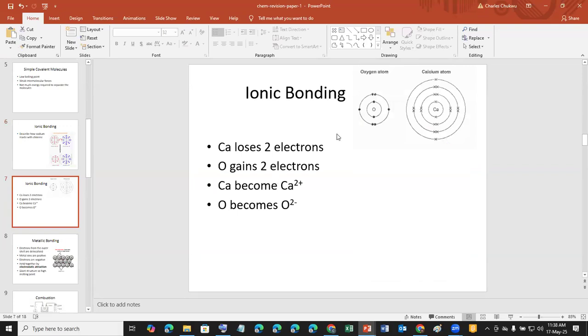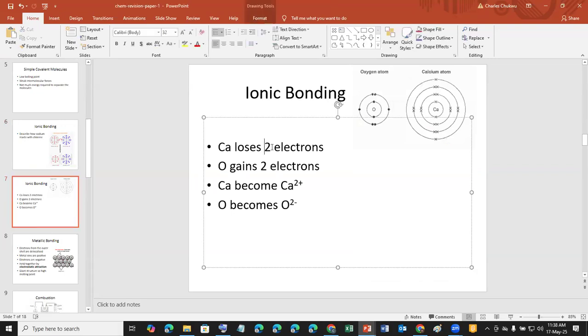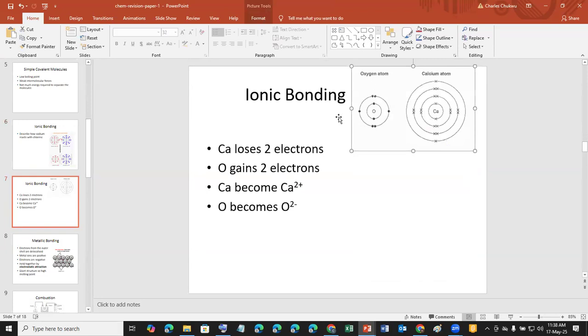Calcium oxide. I think this is calcium oxide. Okay, so CaO. Sorry, CaO, not CaO2. Calcium will lose 2 electrons. Remember, calcium is in group 2, so its outermost shell has 2 electrons.